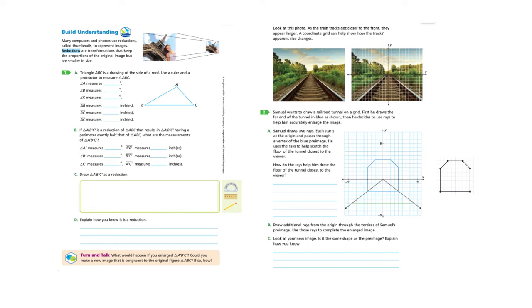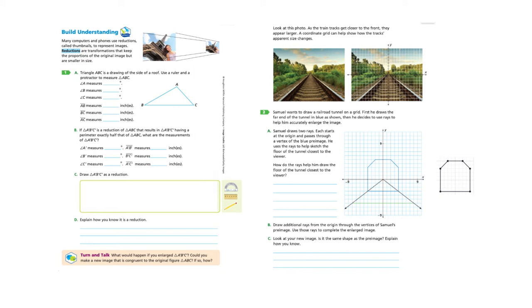How do the rays help him draw the floor of the tunnel closest to the viewer? So here's the floor. And so he drew these rays. How does that help you? How did that help him draw that floor of the tunnel closest to the viewer? How does that help him do that if this is his, I guess you could say, vanishing point?